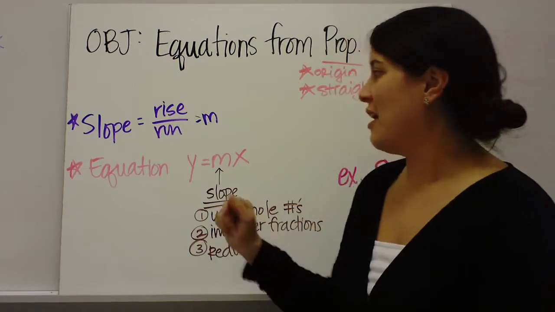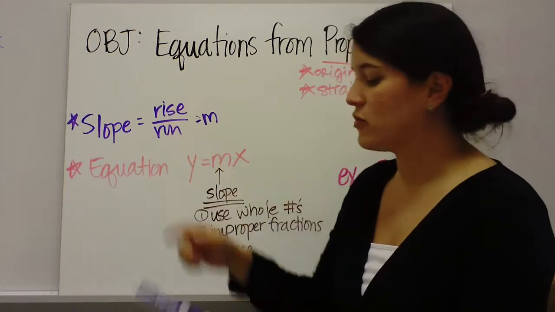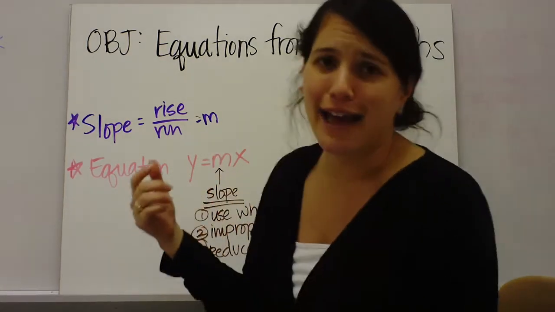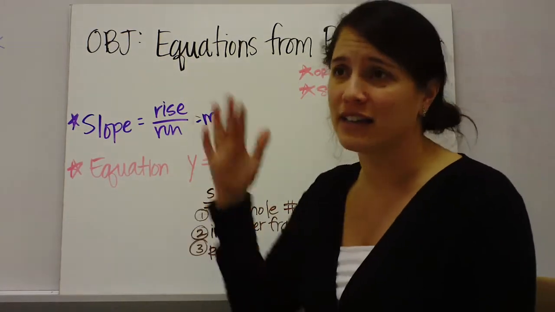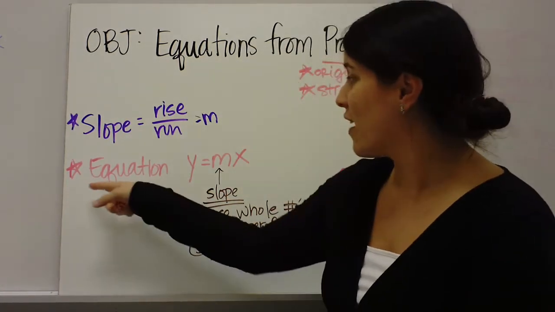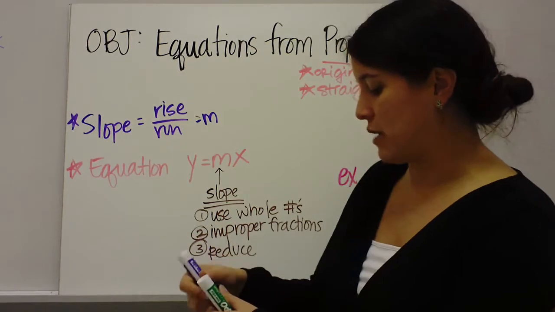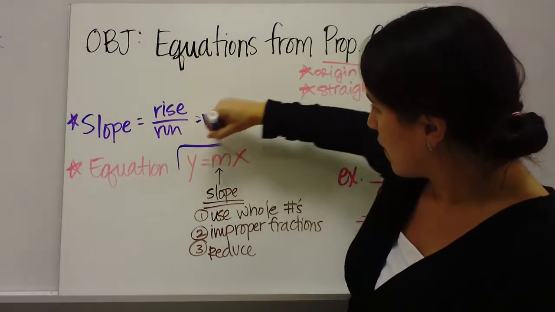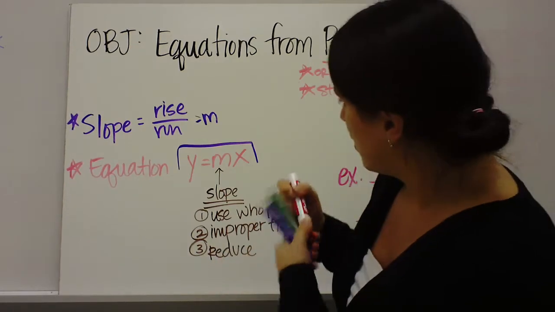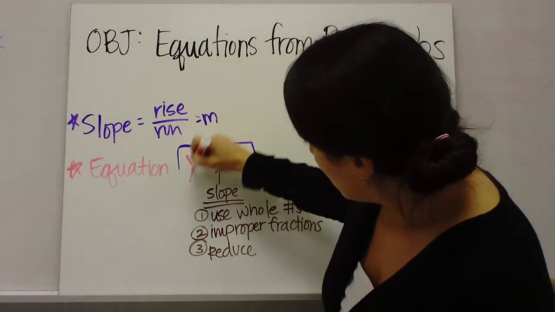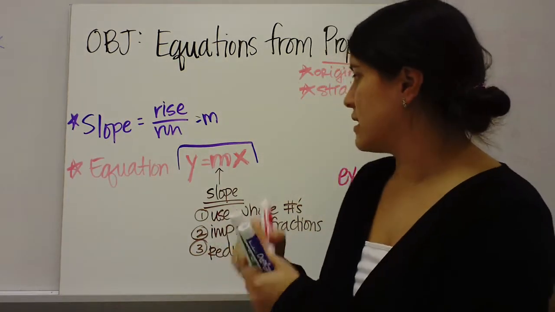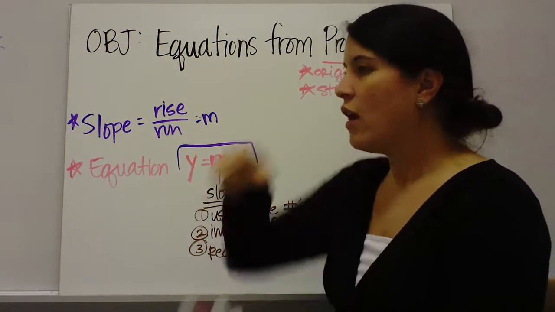Just real quick, slope is the rise over run, and we denote it with the letter m. I don't know why it's not s. I guess s stands for side, like a side of a square, but m is slope. I don't know who came up with that. And here's the big important equation: y equals mx, and m is the slope, like I just told you.